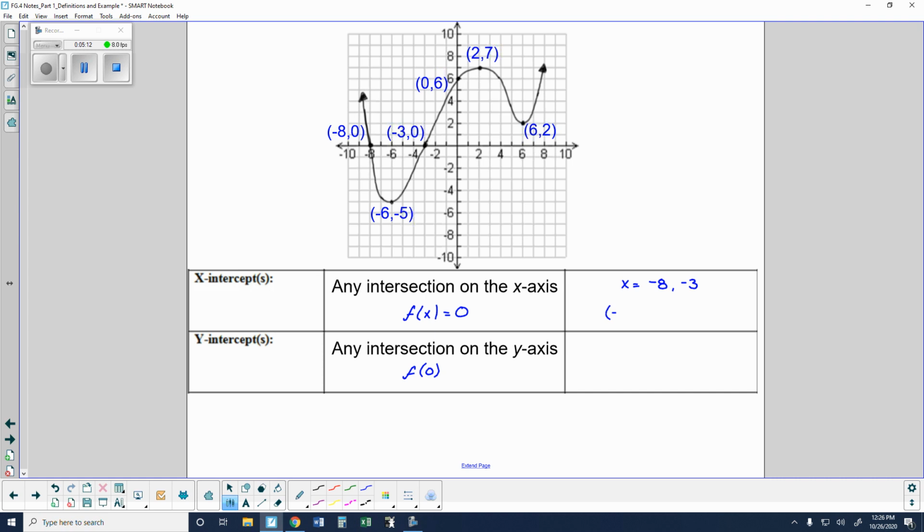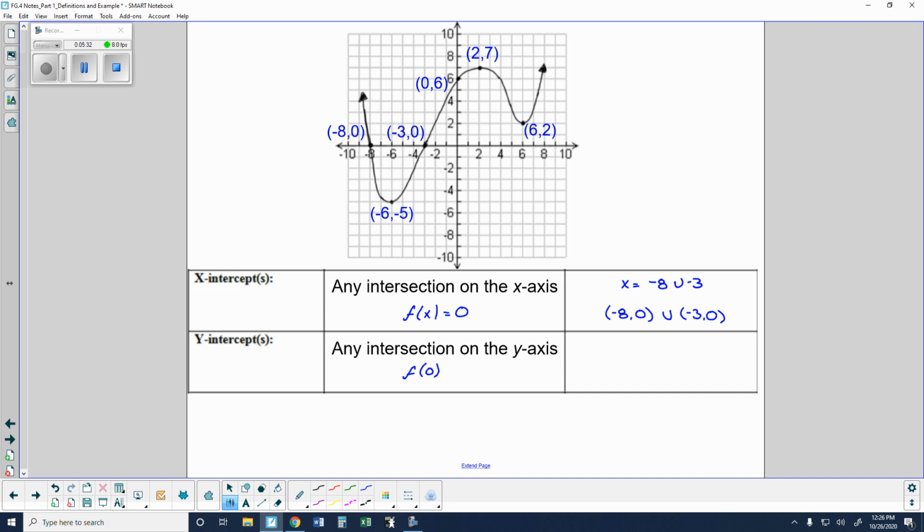We could also see that written as a point, so we could write that as (8, 0) or (-3, 0). Let me go ahead and use the appropriate symbol for "or" here. If you don't use the symbol and just put a comma in there, that would be okay. I know what you mean.